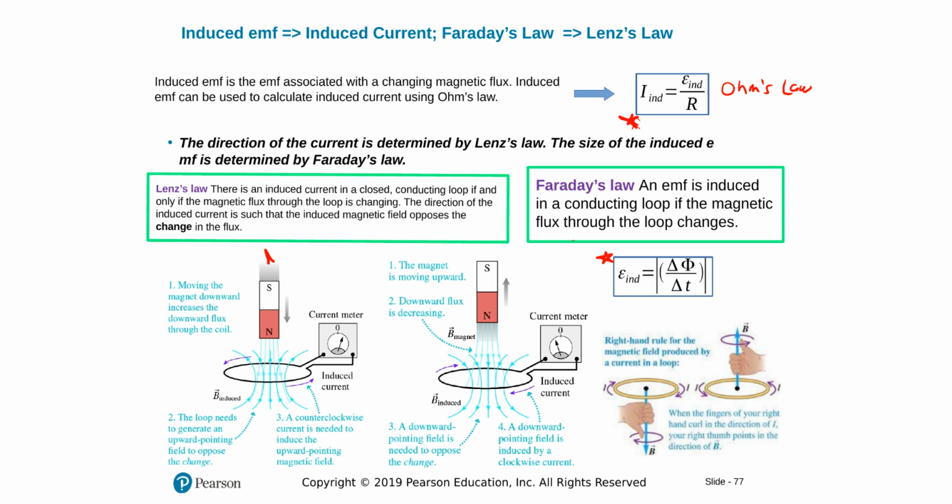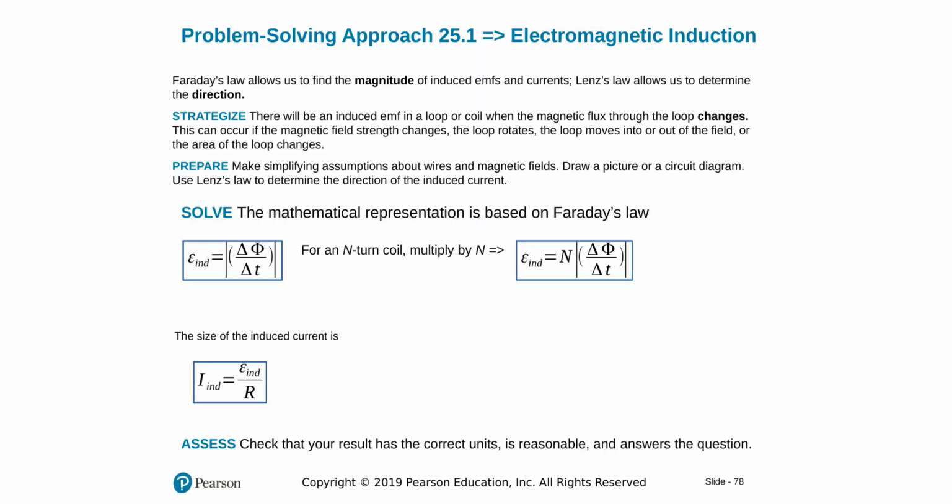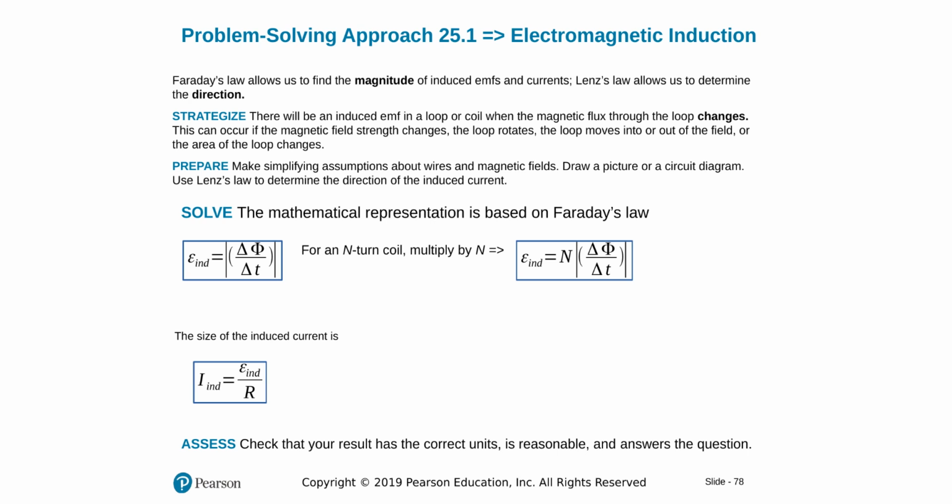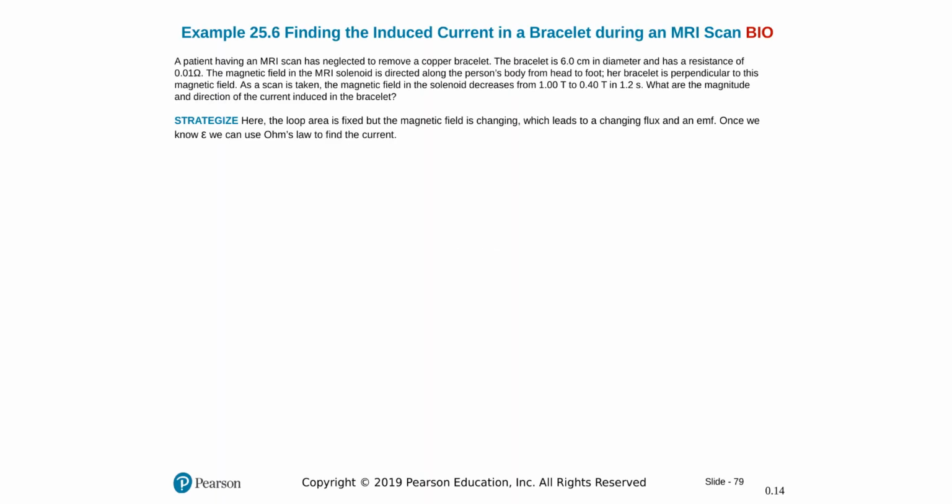And we find the directions always using Lenz's law. So Faraday's law allows us to find the magnitude of the induced EMF and current, and Lenz's law allows us to determine the direction. This page summarizes everything. I'm looking for an example here. Alright, let's look at this example.